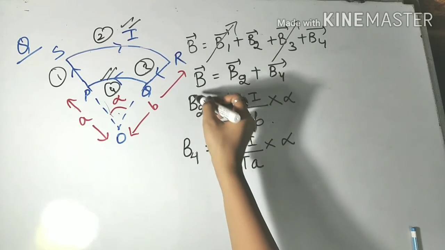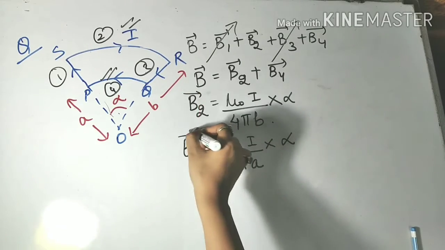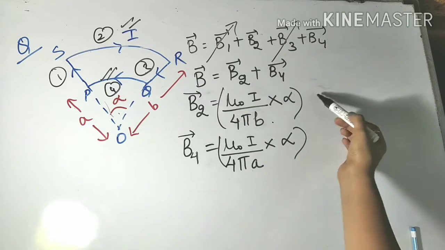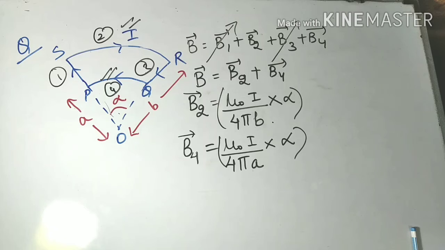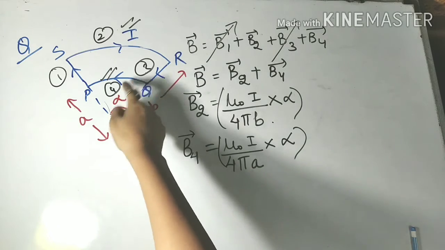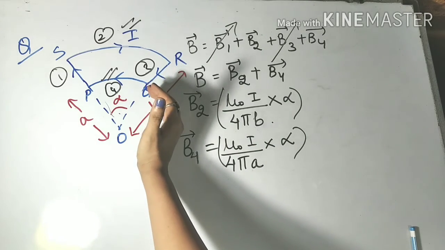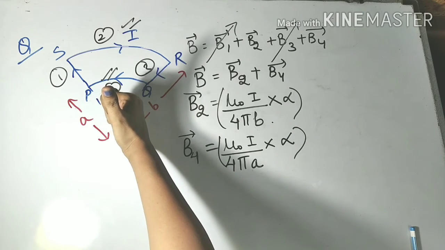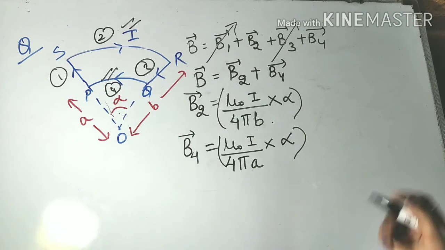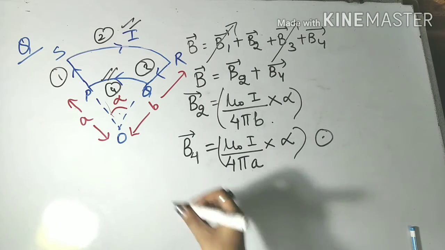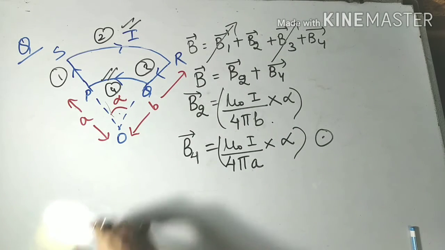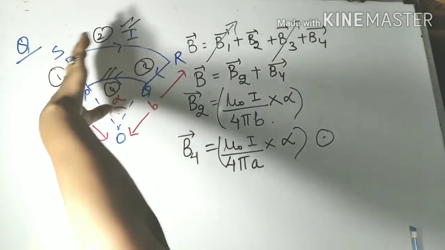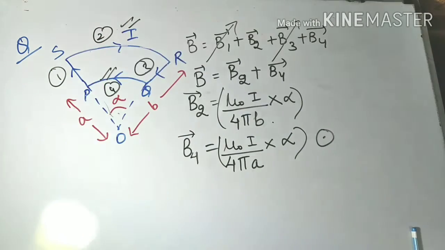This is the magnitude. If I am going to find out the directions, I need to substitute directions here also. So see, for this part, if I am curling my fingers in this direction at a point O, where is the magnetic field? Upwards. That means for 4 it is upwards. Now calculate for the second one. If I am curling my fingers in the direction of current, it is like this. It is going to be downwards.